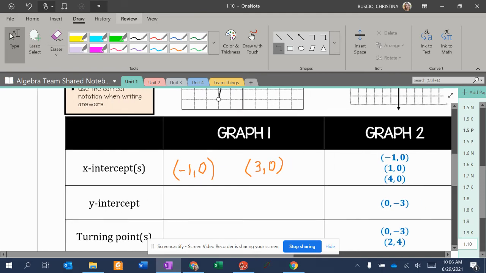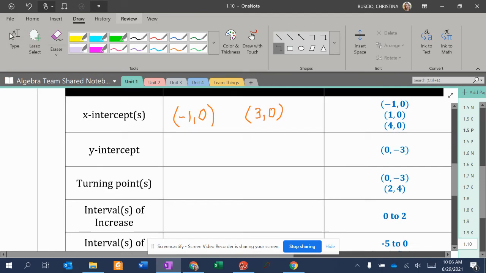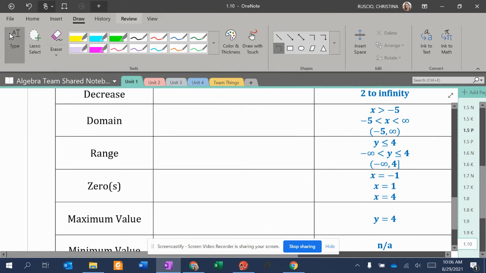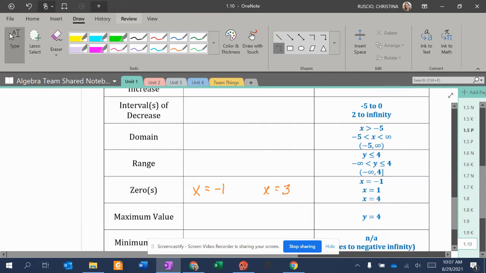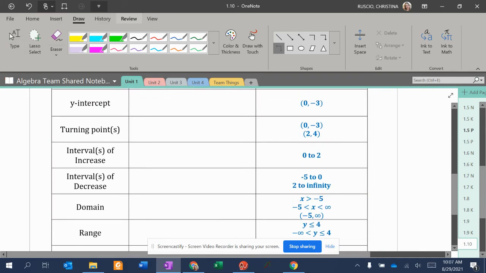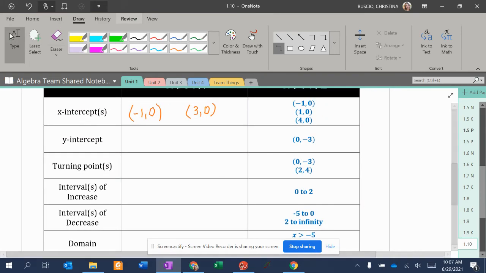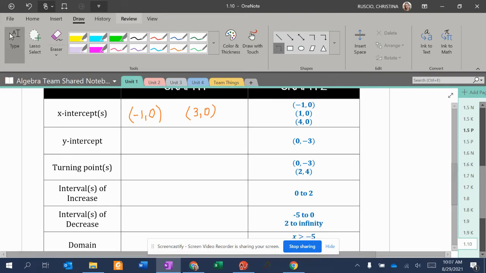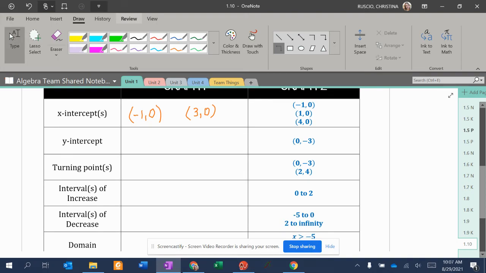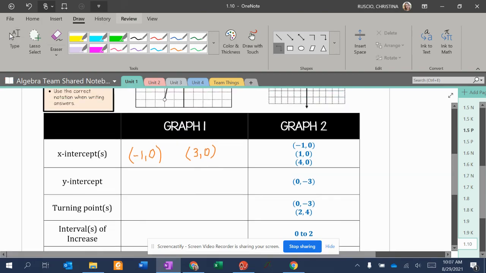Now, x-intercepts are very, very similar to zeros. Only zeros, we write them as x equals -1 and x equals 3. So I just wanted to show the connection between those two. They're very similar, but we write them in different ways. Zeros are the x values that cross the x-axis.